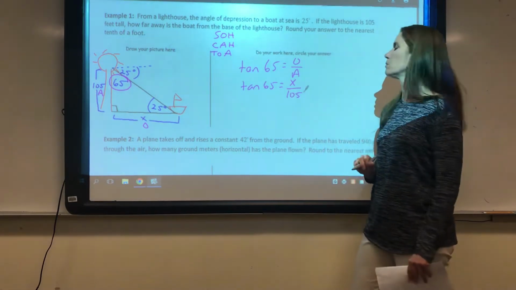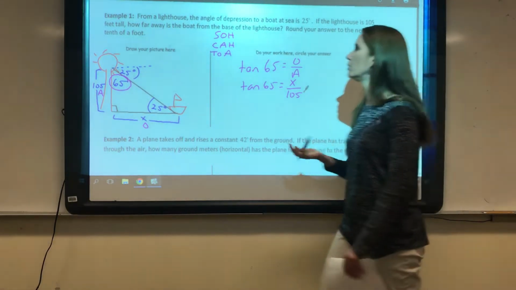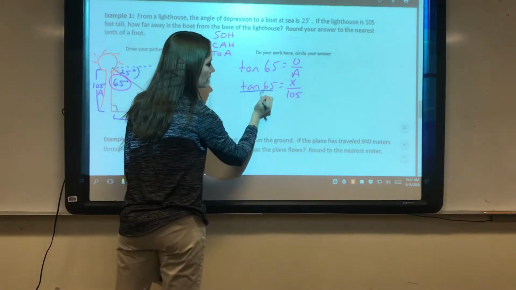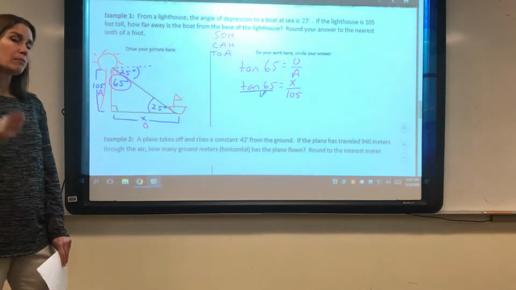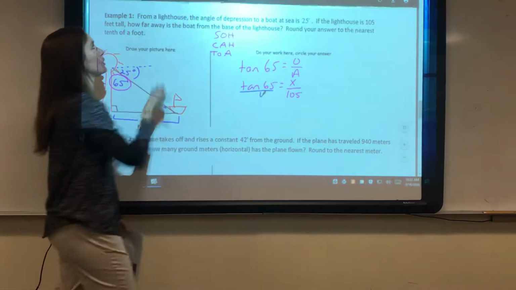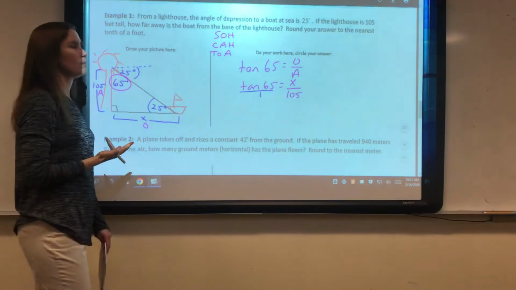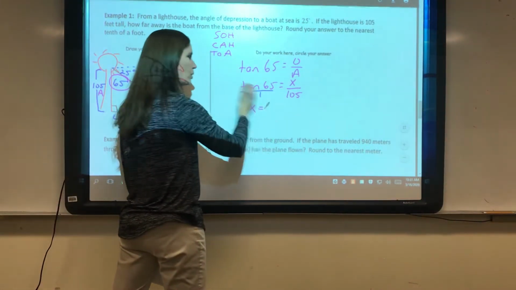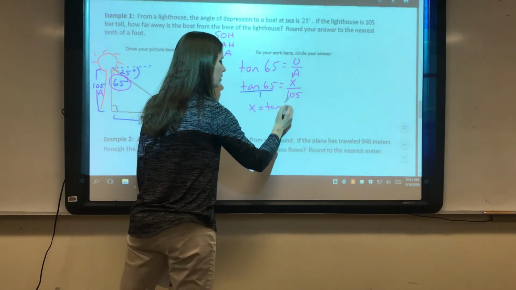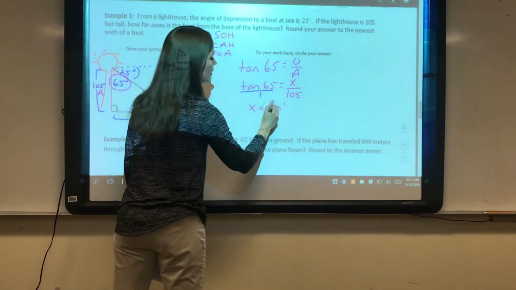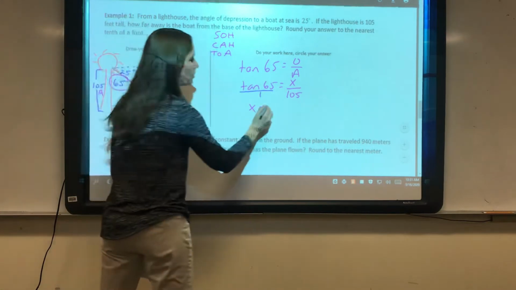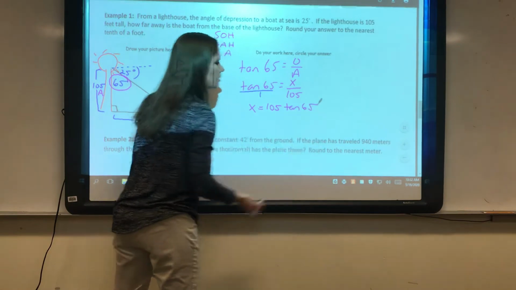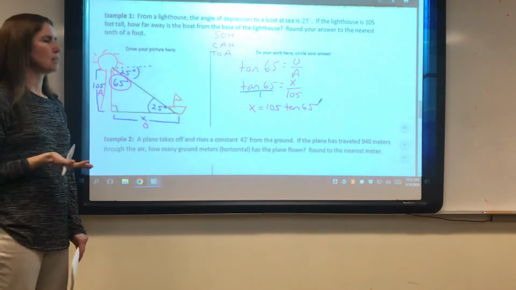And then just like we talked about in the last lesson, we need to cross multiply here. But before I cross multiply, I like to put a 1 underneath the tangent of 65. Remember that tangent of 65 is just a number. So 1 times x is x, and 105 times tangent of 65. Remember, it's important to write the 105 first. If you write it after, it gets more complicated typing it into the calculator.